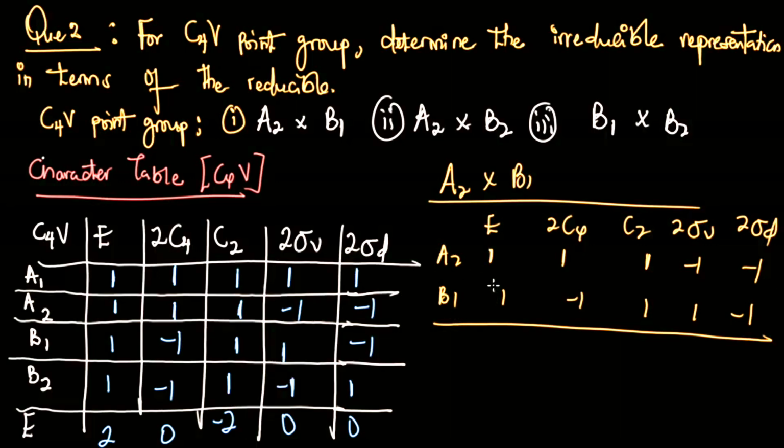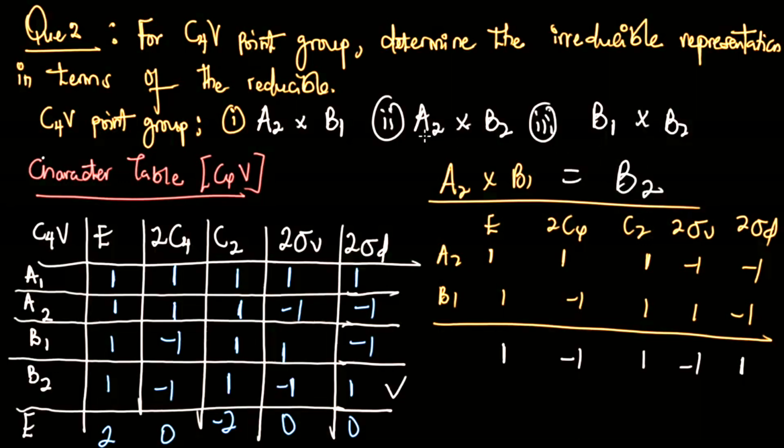So when you multiply 1 times 1, you have 1. 1 times minus 1, you have minus 1. 1 times 1, you have 1. This one minus 1. This one 1. So now let's look at this table. Where do we have 1 minus 1, 1 minus 1, 1? So that's 1 minus 1, 1 minus 1, 1. So the answer is B2.